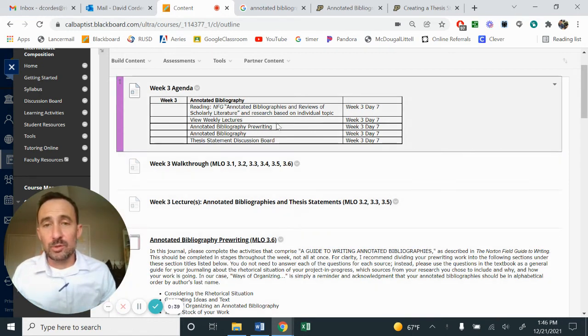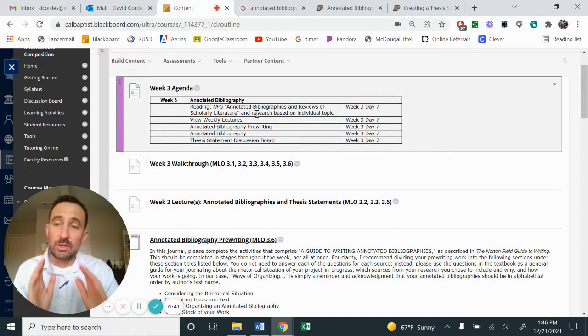So first and foremost, one of the things that you'll need to do is make sure that you get this reading done first. Our book does a fantastic job of outlining, here's what goes into an annotated bibliography, and answer these questions, and it will help you process and write out your annotation. Please make sure that you read that first.